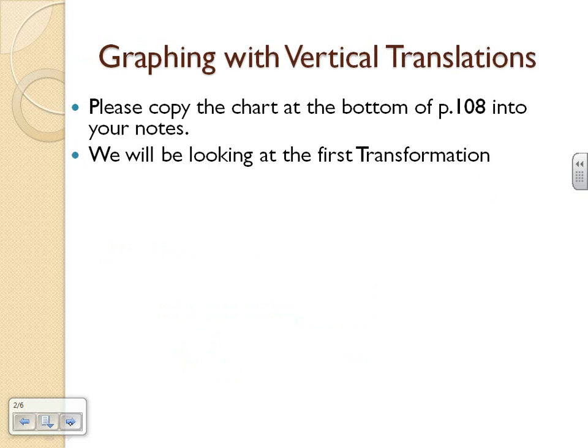Let's look at some transformations. We're going to first start with graphing vertical transformations. Vertical transformations run up or down. If you copy the chart from the bottom of page 108, this goes with the translation of y equals the absolute value of x plus k. K is going to tell us to go up if it's positive or down if it is negative. We always start with the parent function.